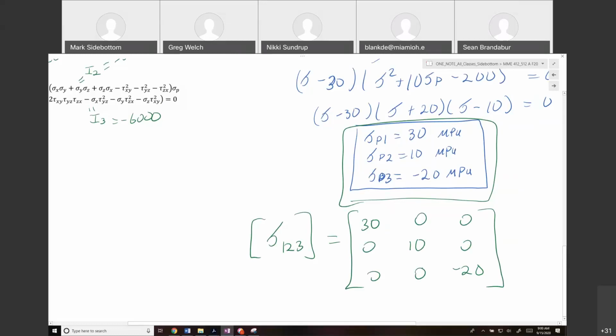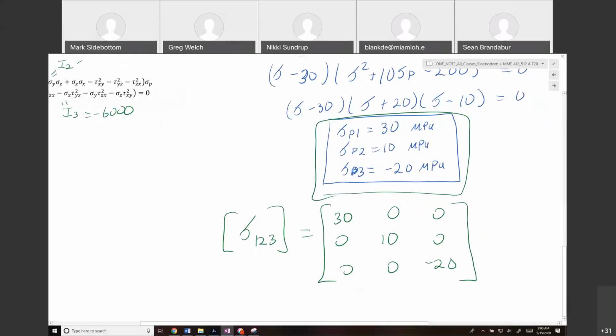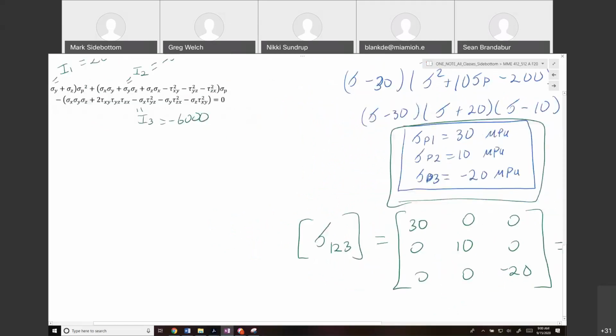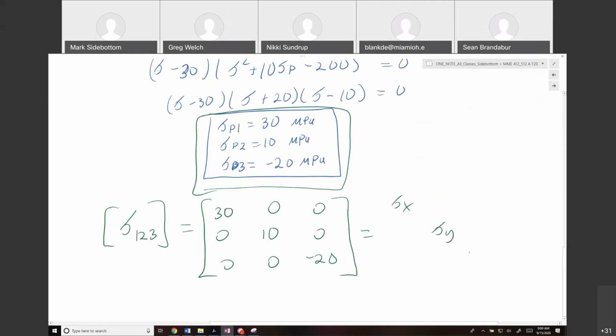All right, so there are no shear stresses on the planes of the principal stresses. Because of this, we can plug these terms into this equation here. So this is equal to sigma x, sigma y, sigma z, tau xy, tau zx, tau yz, and the same thing on the other side of the equation. We're just going to plug all these terms into that equation.